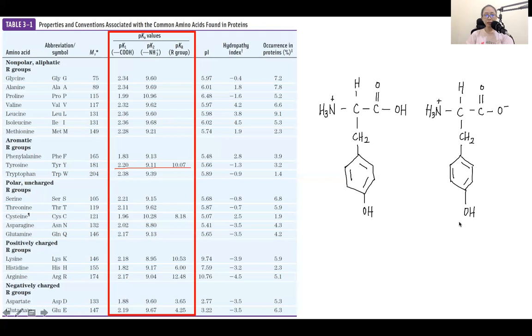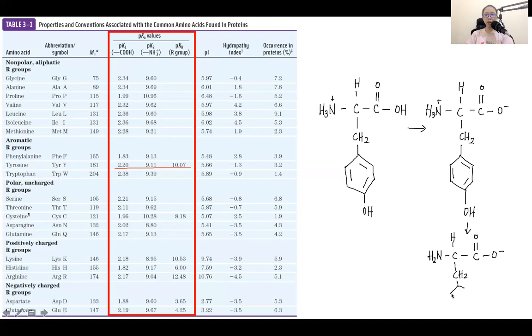Next, if we look at the pK2, we have 9.11, and this pK2 refers to the dissociation of the proton from the amino group. So if we reach a pH value of 9.11, it means that half of the molecules in our system will have this structure, and the other half will have this structure. So the proton is now removed from the amino group.